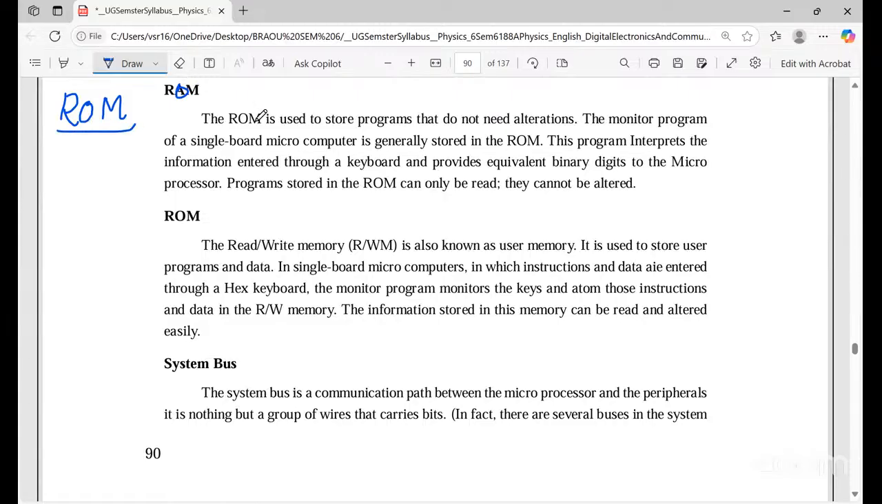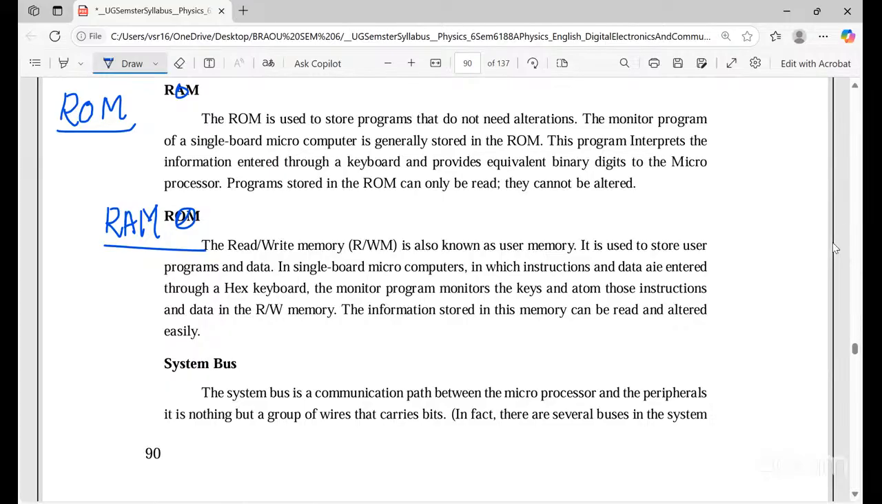Print mistake. ROM. So this is RAM. Print mistake is there. You can correct it. So ROM is used to store the programs, and no alteration is made by this.